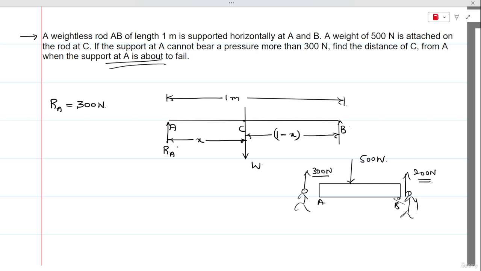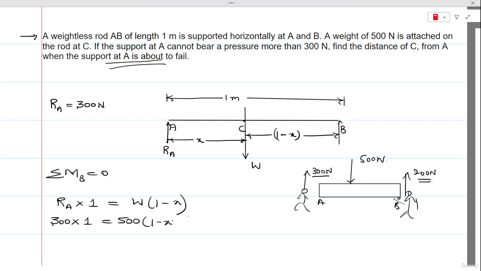Now if we take moments about the point B, this rod will be in equilibrium, because the direction of W is opposite to RA and RB, which means the summation of upward forces is equal to the downward force, so we can claim that the body is in equilibrium. So moment about B: RA into 1 is equal to W into (1 minus x). RA is 300 into 1, and W is 500 into (1 minus x).